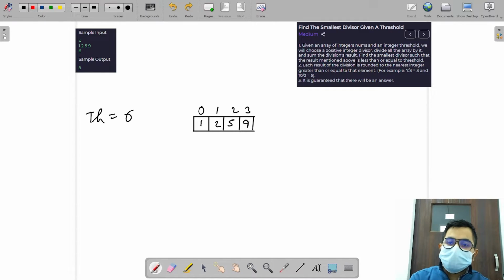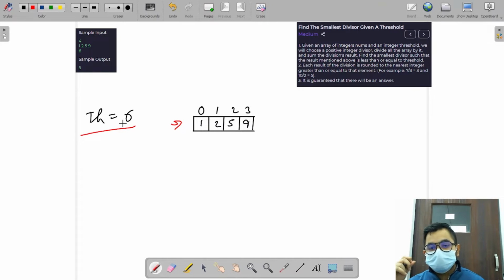So we have been given an array of integer nums. So this is my array of integer, right? And integer threshold. Yeah, this is my threshold. And we need to choose a positive integer divisor and divide all the array by it, not the array by it, but the elements of the array. Okay, and sum the division results.